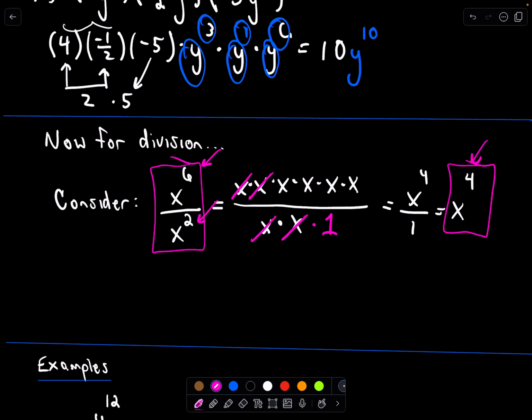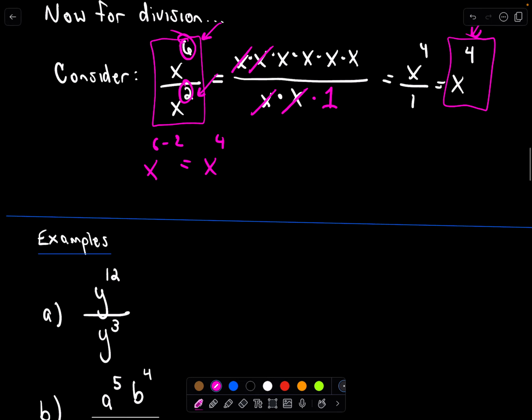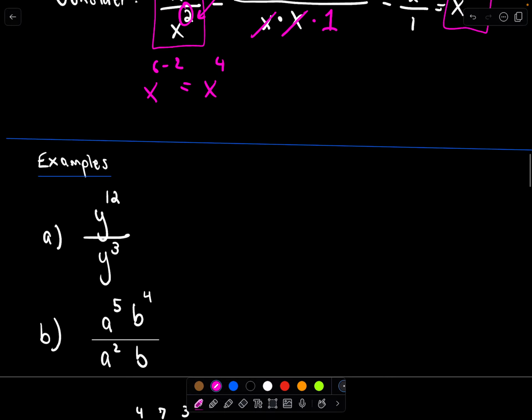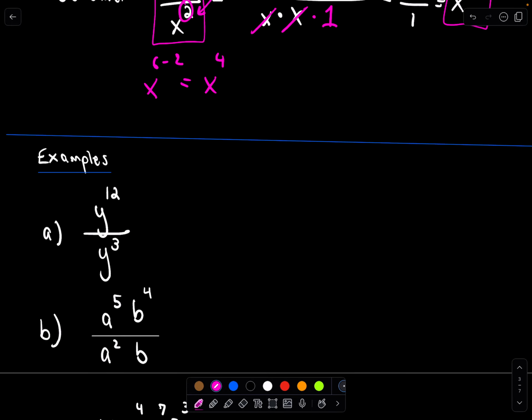Well, it looks like if we take 6 minus 2, this exponent minus this exponent, we will get x to the 4th. And in fact, that is going to be our rule, that we'll simplify. Okay, so let's put this down here.